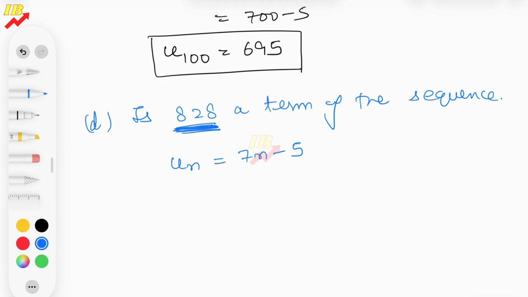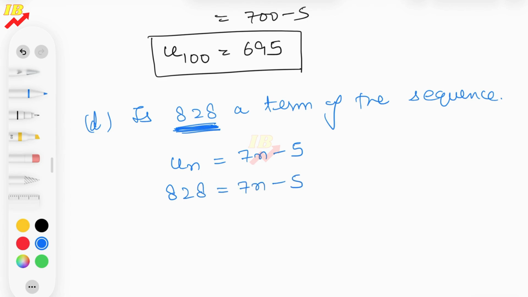Term number is always denoted with th at the end of it, or you will always see that 100th term of the sequence, 50th term of the sequence, 48th term of the sequence, right? But here they are saying, is this a member of the sequence, or is this a term of the sequence? This is different. Okay, so now you put 828 in here and just find the value of n, right?